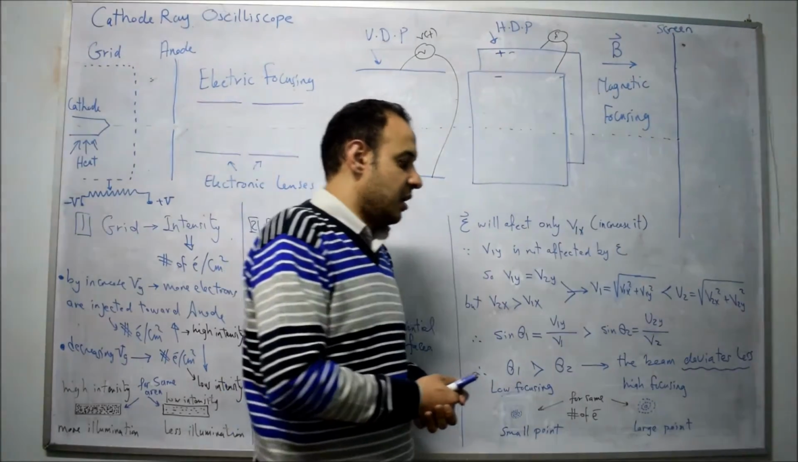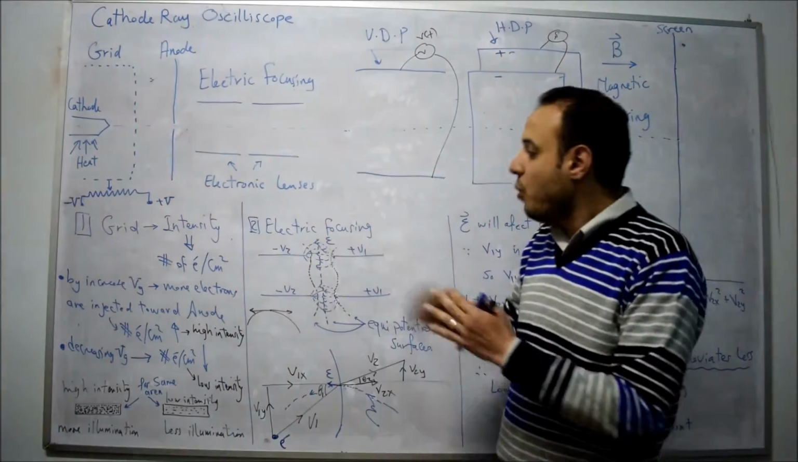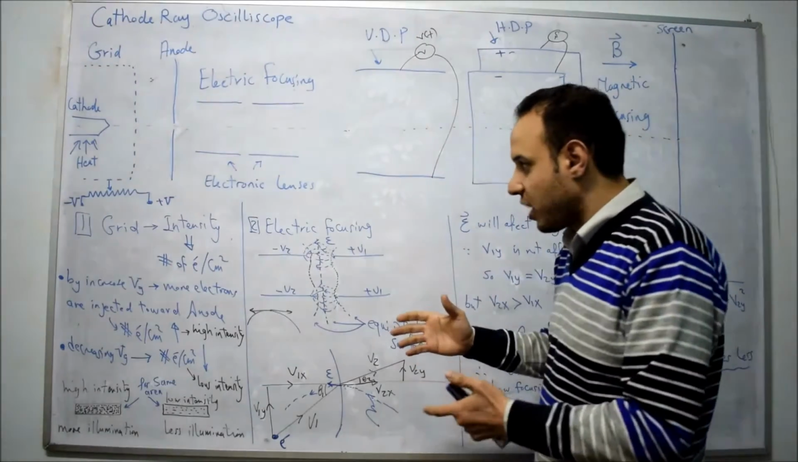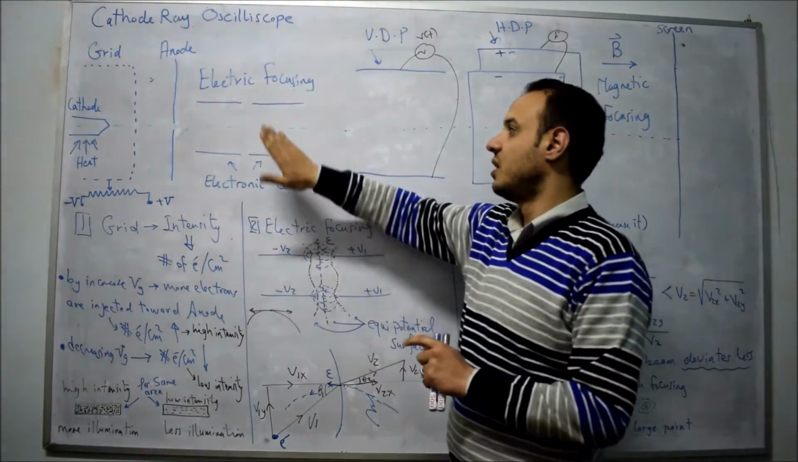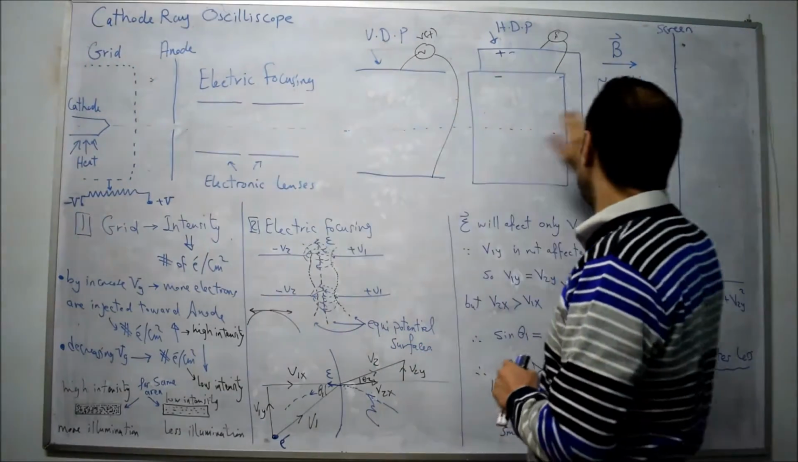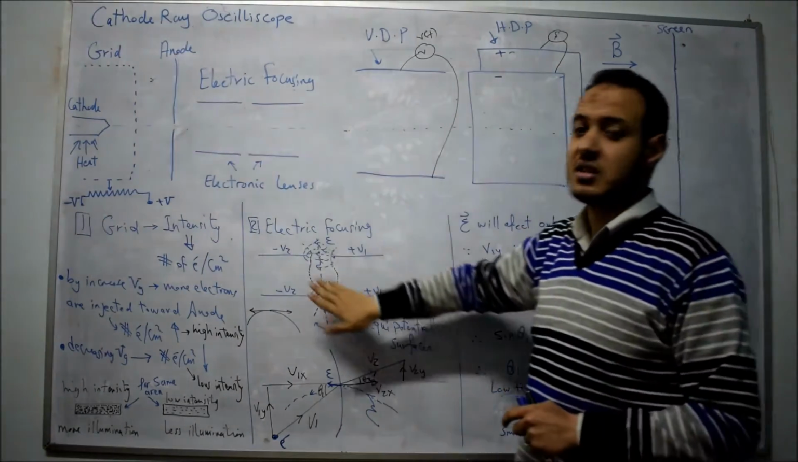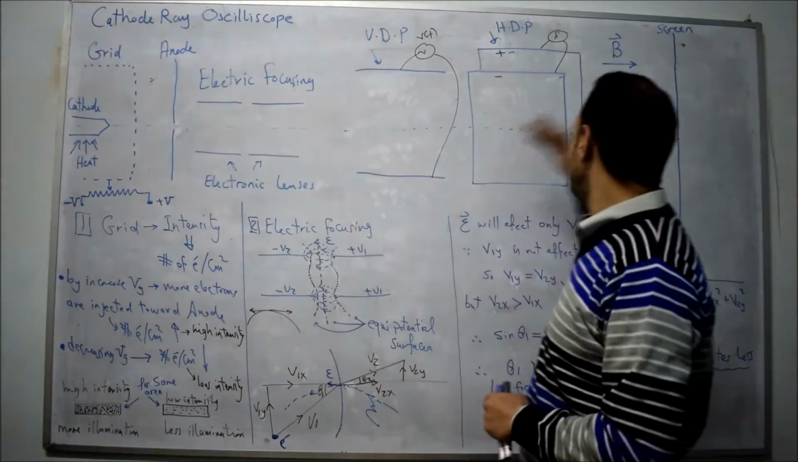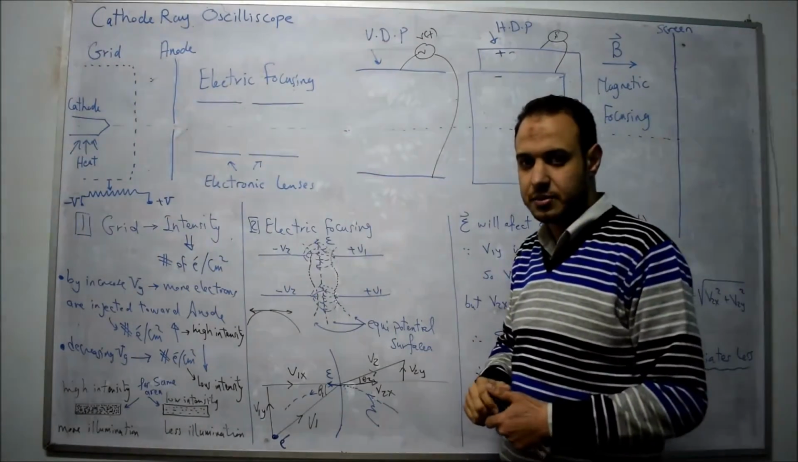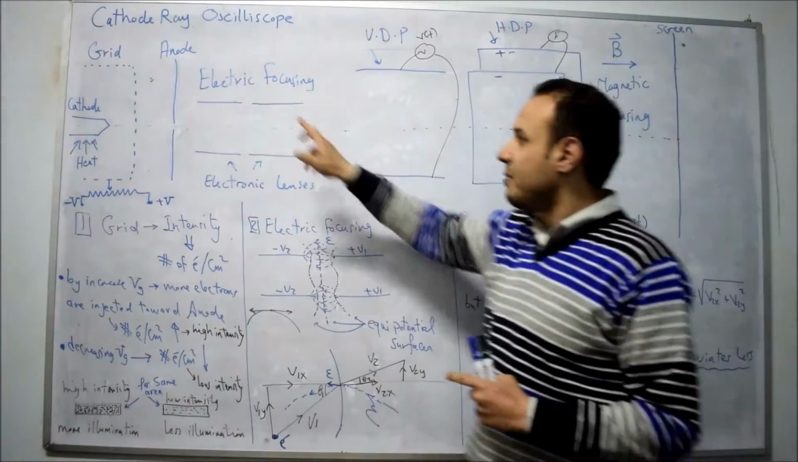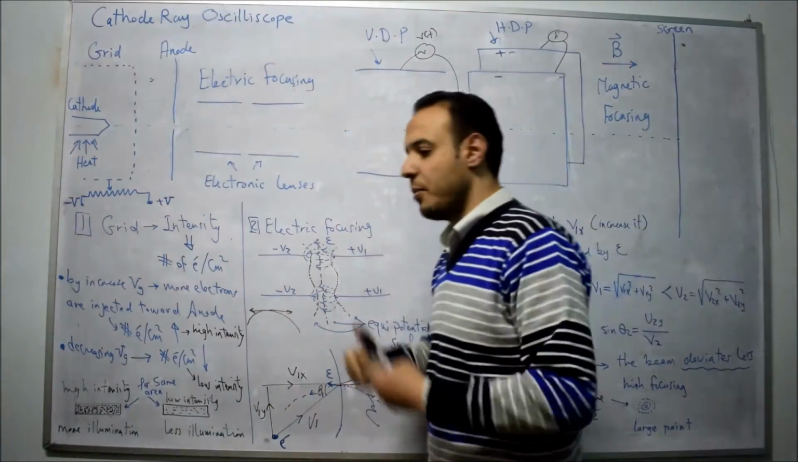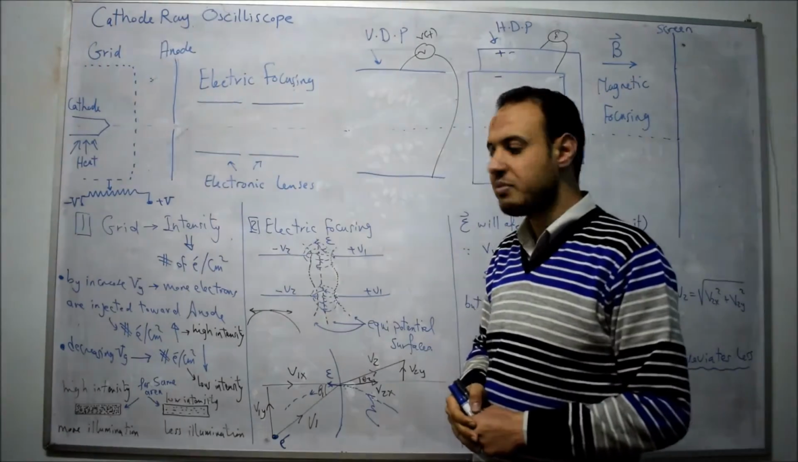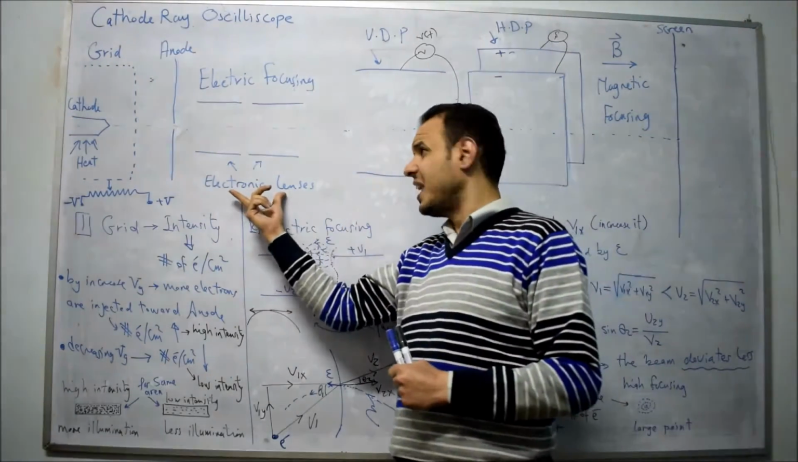Okay? So, how can we make this focusing? We can make this focusing using two basic methods: electric focusing and magnetic focusing. We'll describe electric focusing in this lecture, leaving magnetic focusing for the next lecture. From its name, electric focusing, we rely on an electric field, a potential. Or we can say electronic lenses.